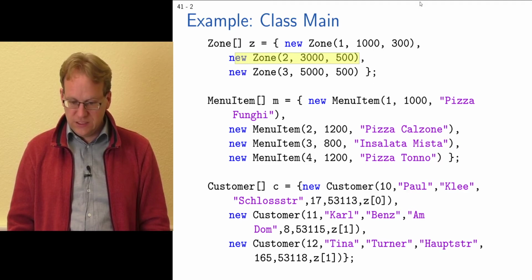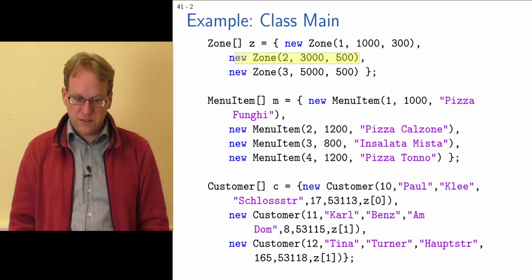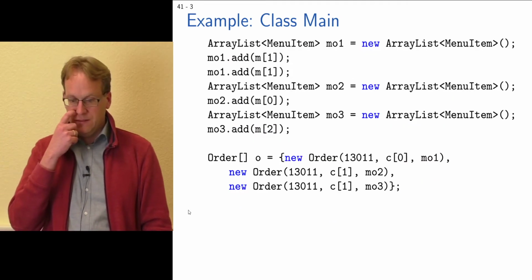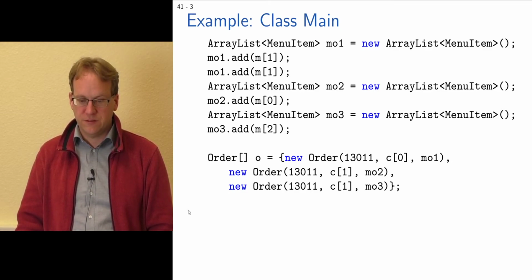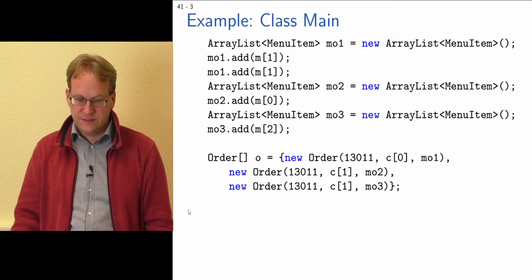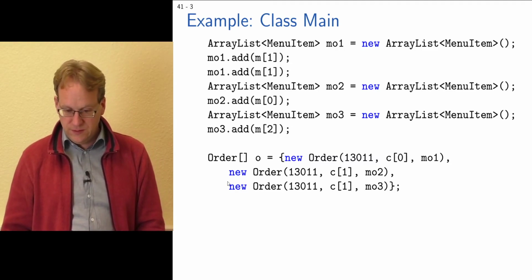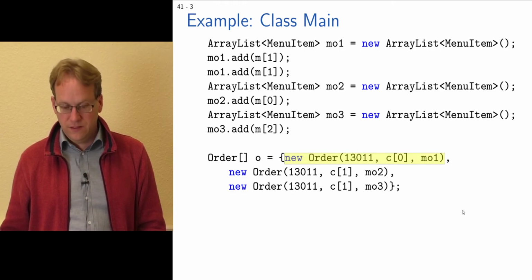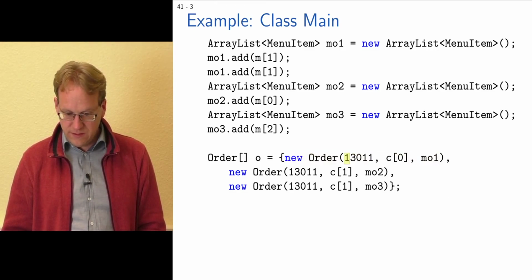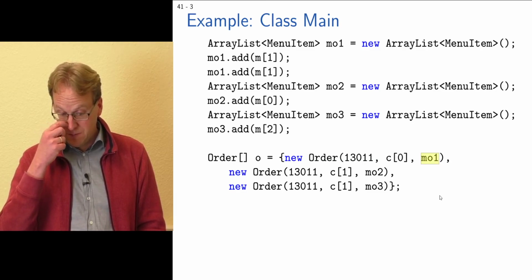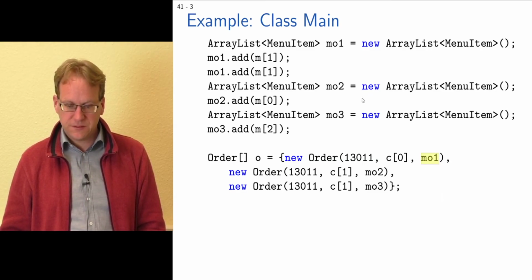Well, so this is now initially my zones, my menu items, my customers. Now I still need maybe some orders. My customers should also make some orders. These orders I can create with the constructor of the class order. And this constructor requires the ID of the order, it requires a customer object, and it requires an array list of type menu item. And these array lists I first need to create.